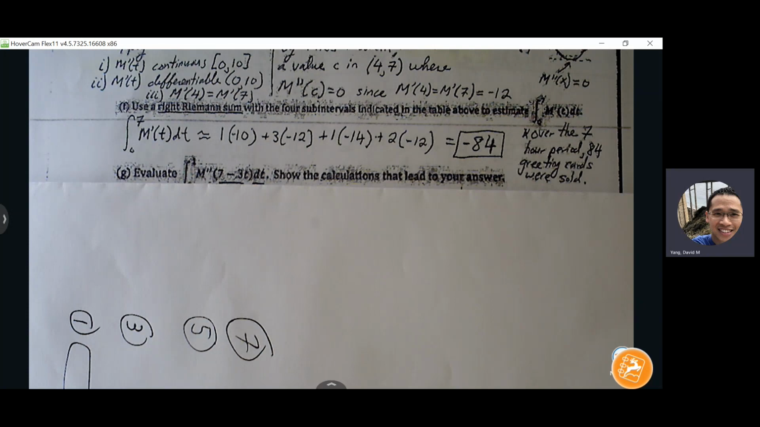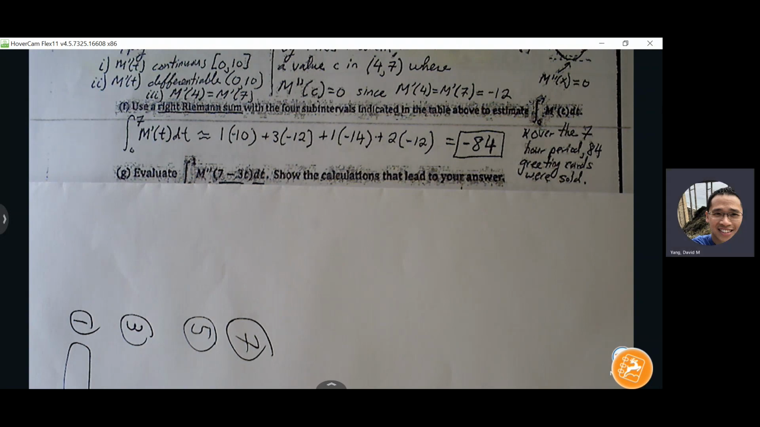Part G, evaluate m double prime of 7 minus 3t. Oh, sorry, the negative 84. What that means is that over the course of that 7-hour period, 84 greeting cards have been removed from the shelves, or 84 greeting cards were sold. So that negative 84 means there's 84 fewer cards on the display than there were before.